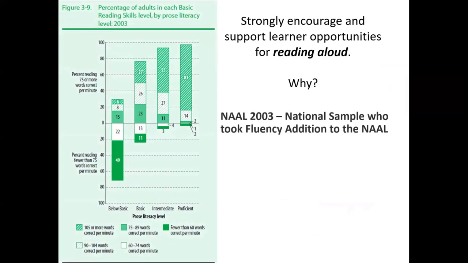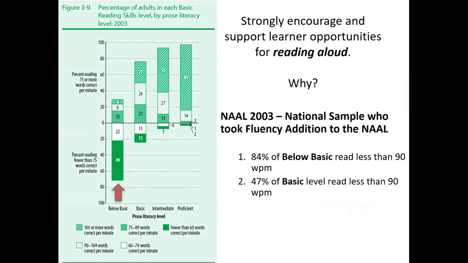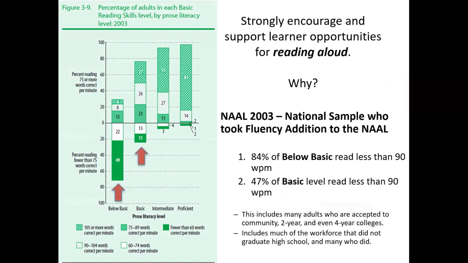So the next one is reading aloud. And so why? Well, I did a study some years back, a national study, and you can see the data here. The lowest level learners, 84% of them read less than 90 words per minute. I am talking to you at least 125 to 150 words a minute. 90 is too slow for reading. You don't want to read slower than you listen. You want to get it up to that speed. Nearly half of the basic level readers are reading very slowly, lower than 90 words. So we're trying to pick up the pace.